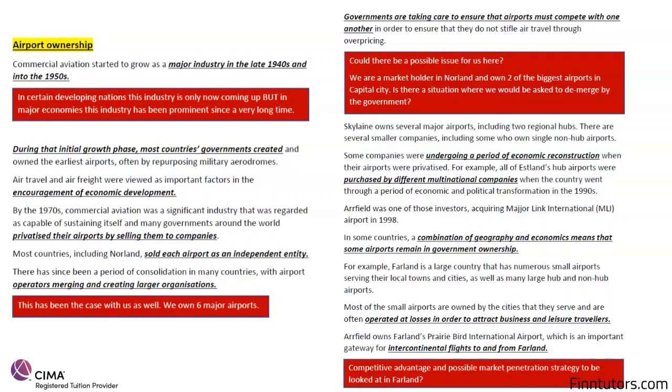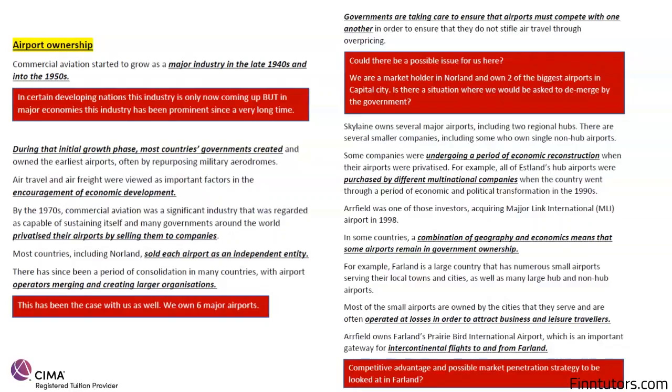There has been a period of consolidation in many countries, with airport operators merging and creating larger organizations. This is what you have done as well, right? All 6 airports are held by your company, with their headquarters in Norland. So governments are taking care to ensure that airports must compete with one another. As in any industry, there has to be competition for prices to be low.